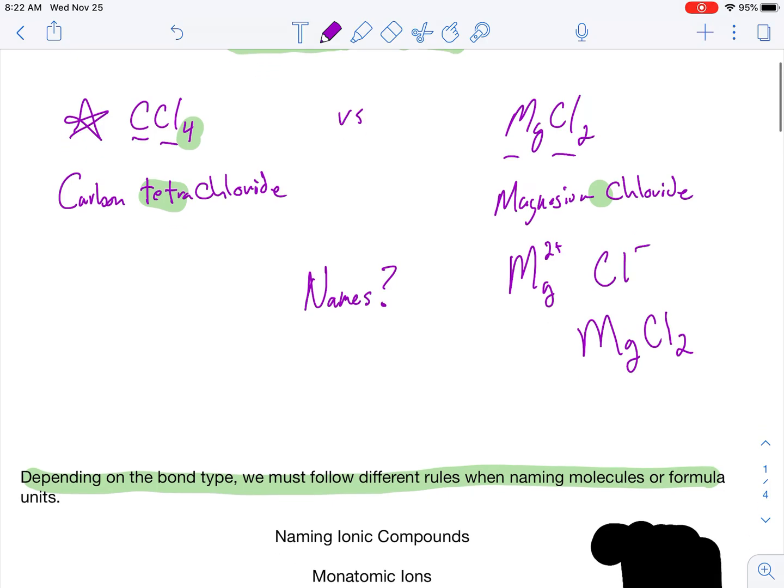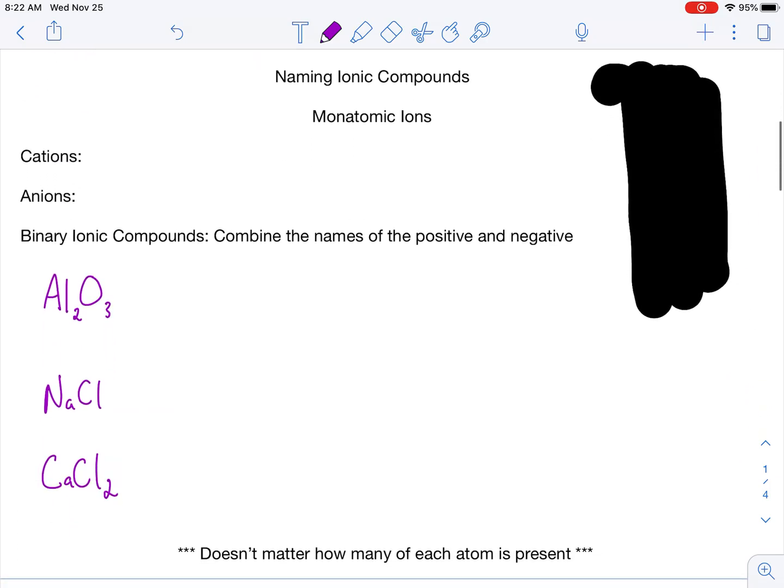I'm going to go through all these differences with you one by one. We're going to start with ionic and work our way towards covalent. So, naming ionic compounds. We have cations and we have anions for monatomic ions. That means only one atom, not a polyatomic. For cations, the name stays the same. What I mean by that is if I have a cation of magnesium, 2+, versus just magnesium, not a cation, they're both called magnesium. There's no difference in their actual name. That might seem confusing, but actually it works out in the long run for us.